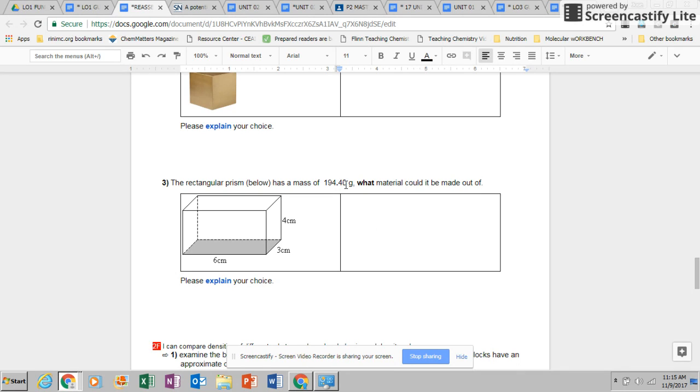So 194.40, which is the mass, divided by the volume, 72 centimeters cubed, will give us an answer, which we could then use with the material list of densities to match the one that we calculated, and then we would be able to identify which material the rectangular prism is made out of.